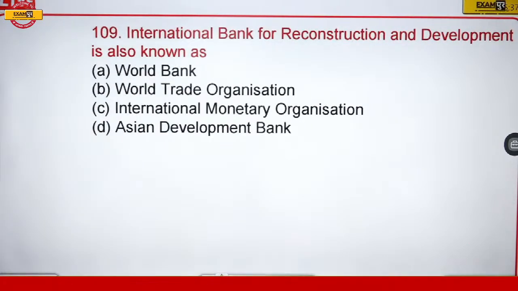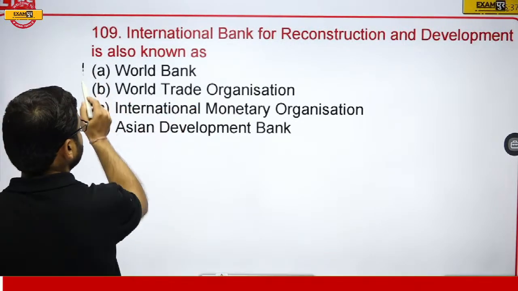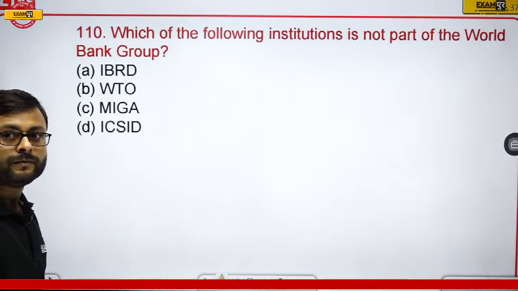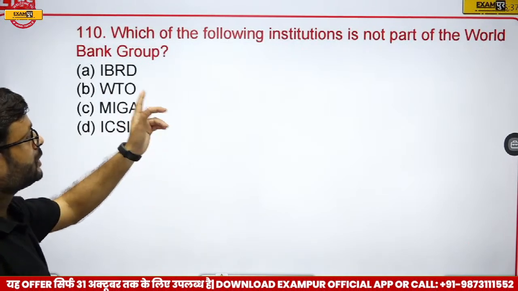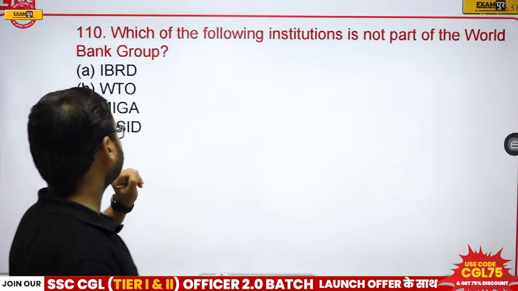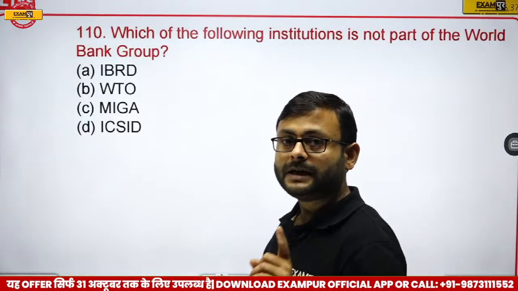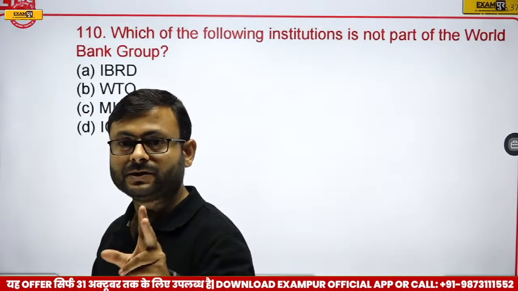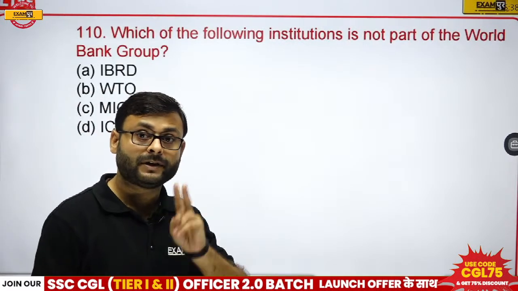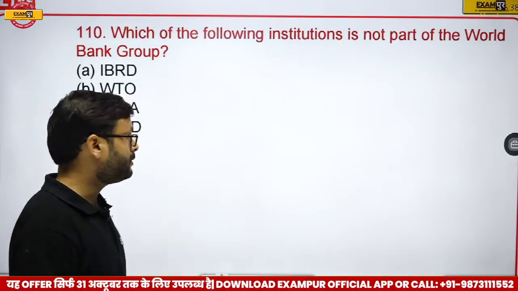Now come to the next question. International Bank for Reconstruction and Development is also known as, we have already discussed this question, World Bank. Now come to question number 110. Which of the following institutions is not part of the World Bank Group? World Bank and World Bank Group are different things. You should remember this very carefully. World Bank is different and World Bank Group is another entity.